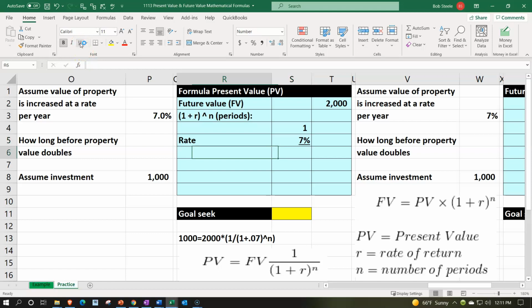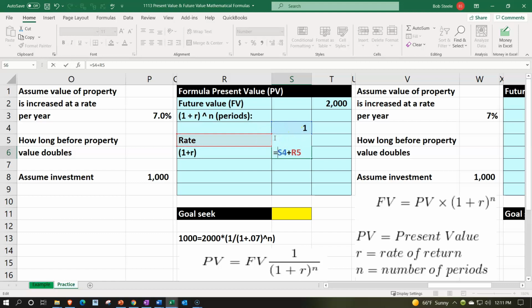And that's going to give us what I'm going to call a subcategory of 1 plus r, which is going to be, now here I can do it this way. I can say this equals this number, the 1, plus this cell here, which is going to be the rate. Let me do that again. Hold on a second. Something funny happened. This is going to equal the 1 plus this plus this. So S4 plus S5, or we can use our sum function here.